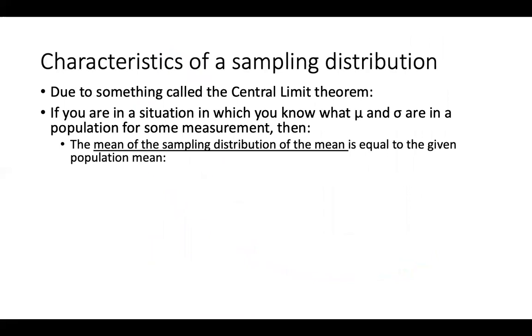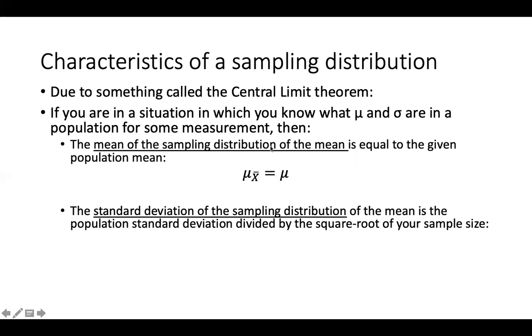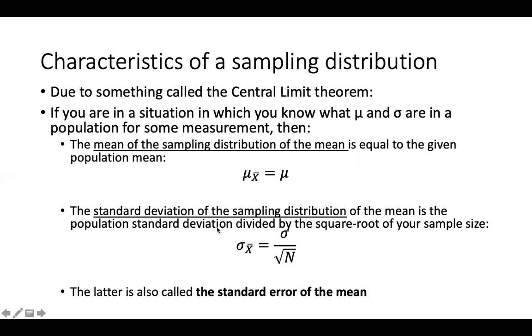And the central limit theorem basically is that one of the consequences is if you know what mu and sigma are for any measurement you're going to take in a population, then this is just restating the other slide. The mean of the sampling distribution is equal to the mean of the population distribution. The standard deviation of the sampling distribution is equal to the standard deviation of the population of scores divided by the square root of sample size. Now this is important. We call this the standard error of the mean.